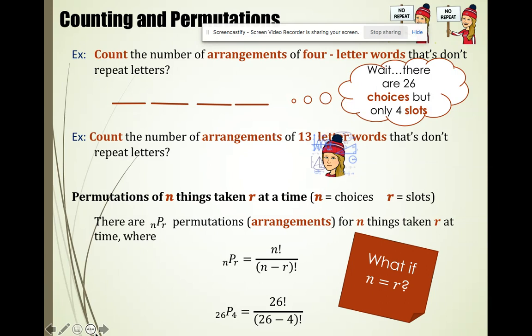What if n was equal to r? What if I had enough slots for enough letters? I really wouldn't need this formula, because I would just be doing the counting principle. I would just be doing 26 factorial. But my formula has to work.